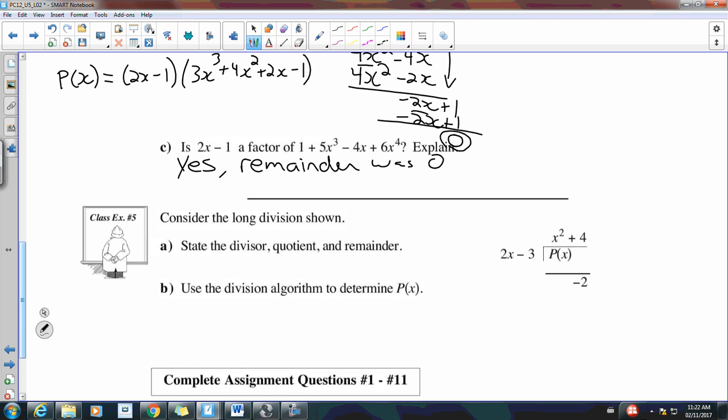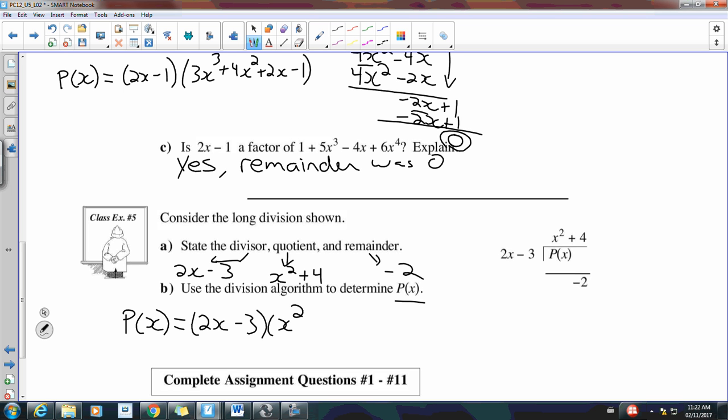Consider the long division shown. So example 5, state the divisor, quotient, and remainder. The divisor is 2x minus 3. Quotient is the answer portion, so x squared plus 4. The remainder is negative 2. So to go backwards now, this is asking what we started with. So we could say, well, p of x is equal to 2x minus 3 times x squared plus 4 plus our remainder of negative 2.